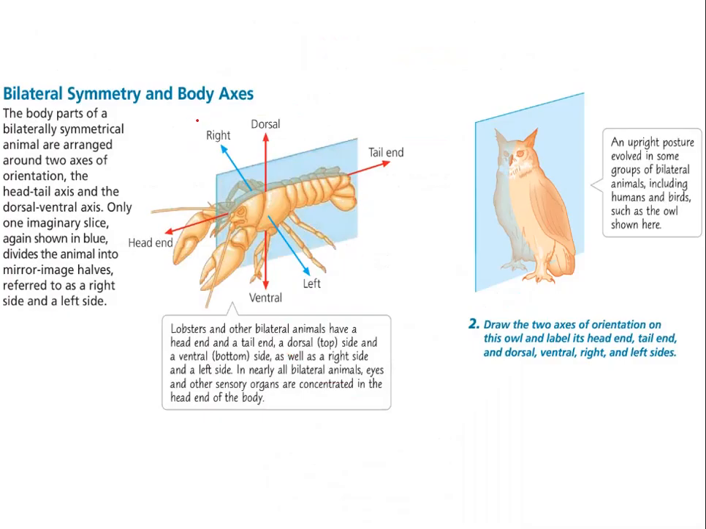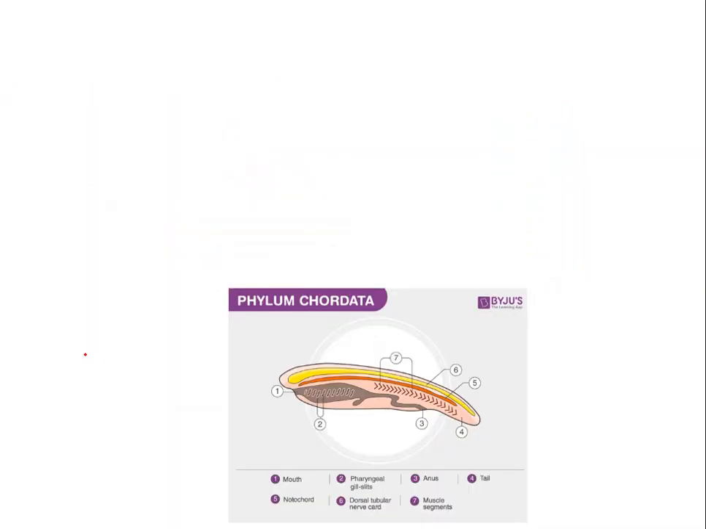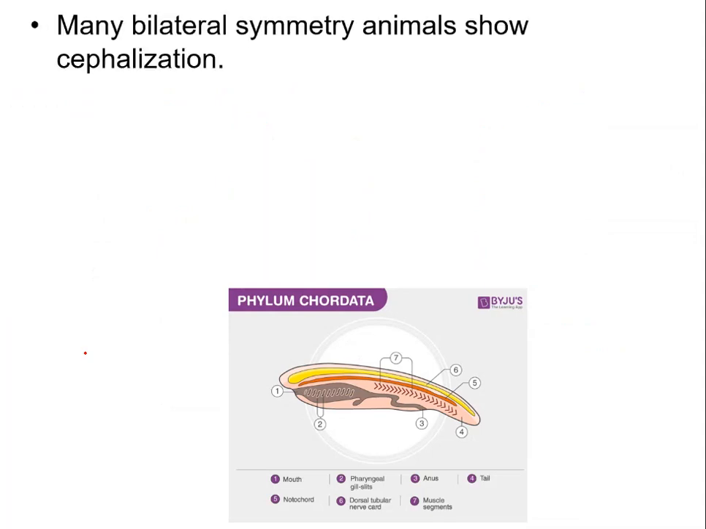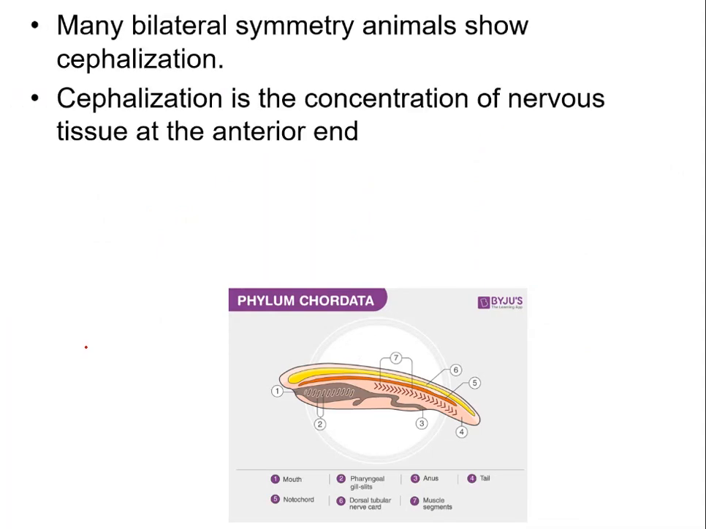Okay, so this is the bilateral symmetry. You can see when you cut the animal into half. This is what we call the dorsal region, the ventral region, the anterior, and also posterior. All right, so next one is many bilateral symmetry.